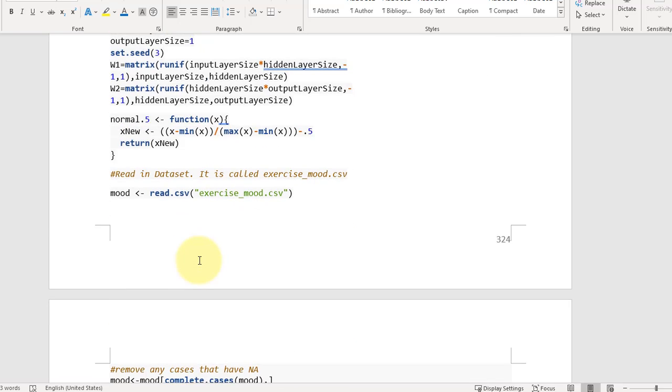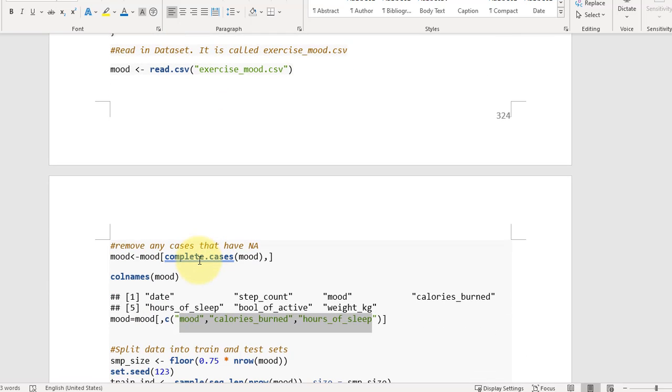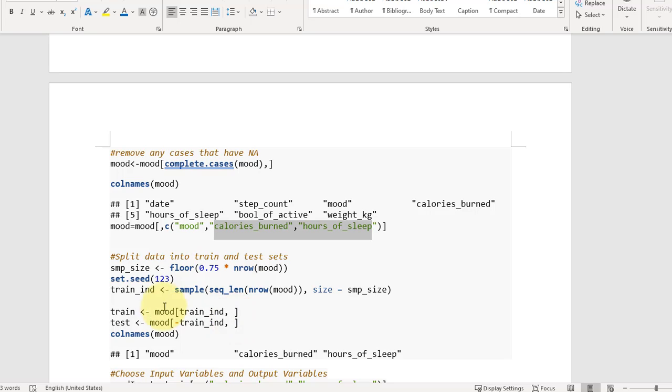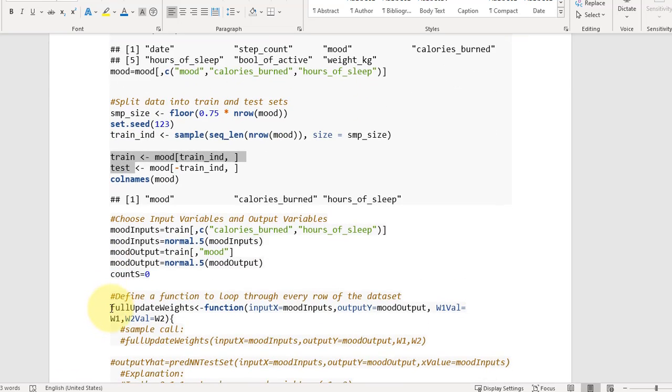So we didn't actually use, I said that those dots had different colors, and they were actually one of these other variables. I think it was active, whether the person was considered active or not. So one of the colors represented active and the other color represented non-active, but we're not using that in the neural network. So we're only using two input variables, calories burned and hours of sleep. And then we split into training and testing here.